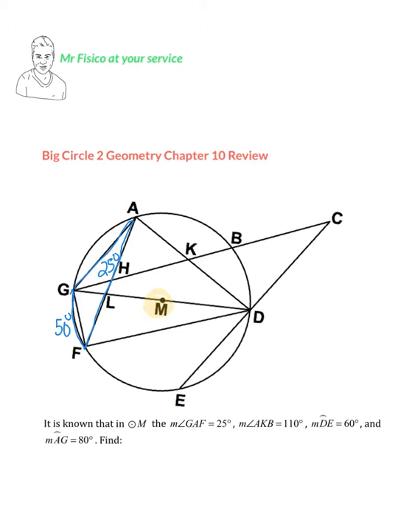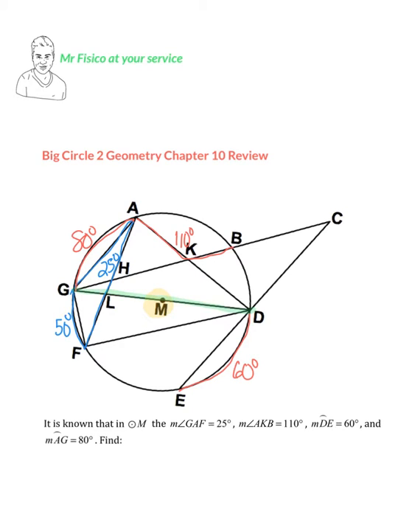Next, measurement of angle AKB is 110 degrees. Measurement of arc DE is equal to 60 degrees. And the measurement of arc AG is 80 degrees. Okay. This time, let us make use of diameter GD.